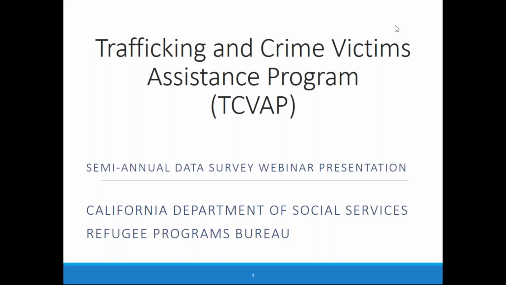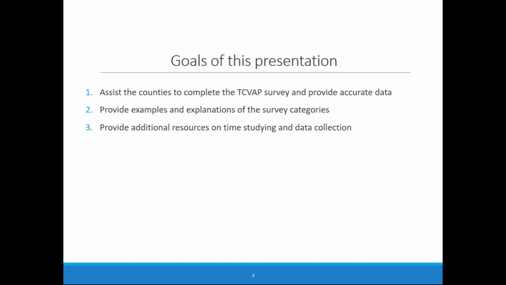The purpose of this presentation is to assist the counties to complete the Trafficking and Crime Victims Assistance Program, TCVAP, survey data report. Our goals for today will be to assist the counties to complete the TCVAP survey and provide accurate data, provide examples and explanations of the survey categories, and provide additional resources on time setting and data collection. Following the demonstrations, a list of the ACLs, ACNs, CFLs, and regulations will be included for reference in this presentation.